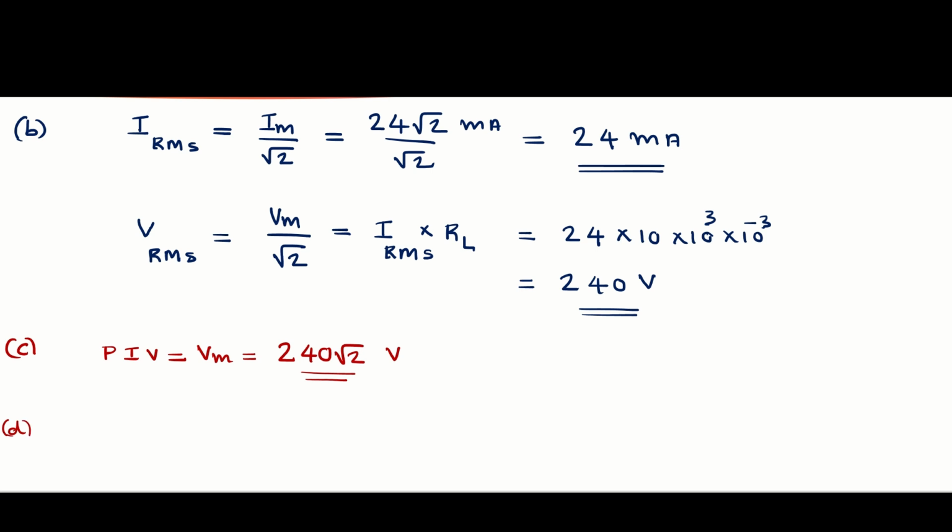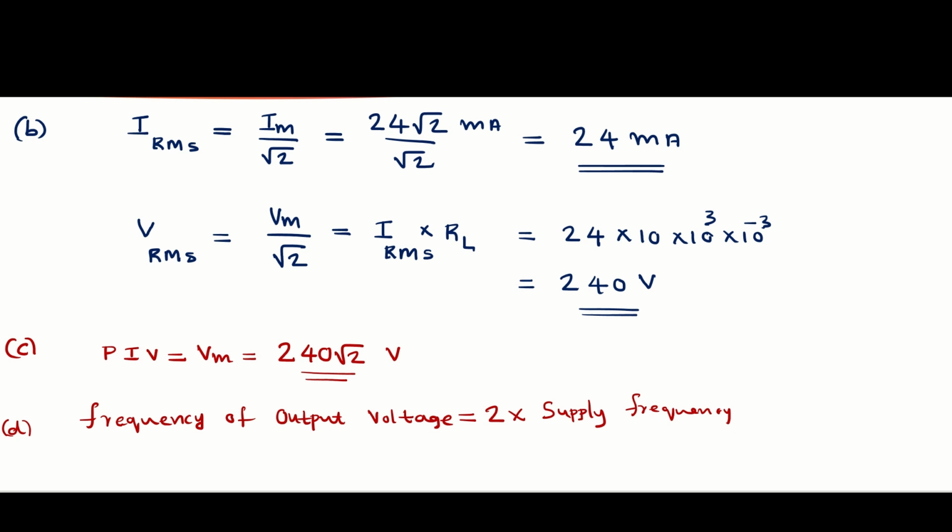And the last question is, what is the frequency of output voltage? The frequency of the output voltage or current, both are same. Output voltage frequency is equal to 2 times the frequency of the supply voltage. So the supply frequency is given as 50 Hz. So 2 into 50, which is equal to 100 Hz.